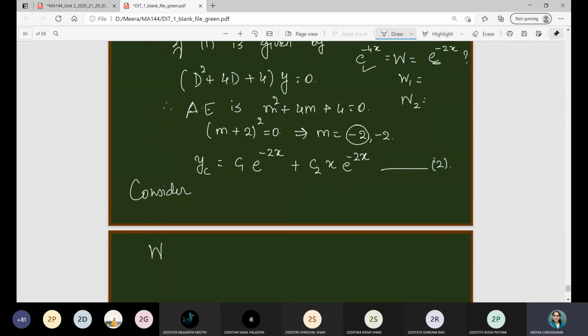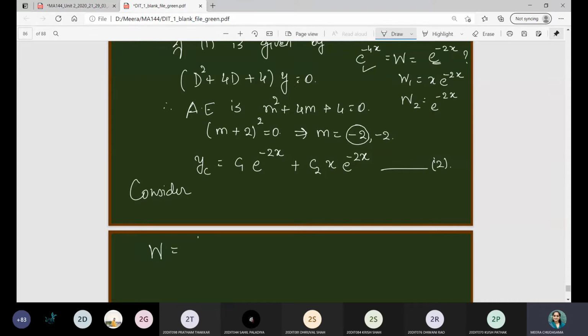So don't confuse with the determinant part, okay? W1? x into e power minus 2x. Yes, that is the correct one. And W2? e power minus 2x. Yes. So that is the correct one. Those who have obtained these three as the correct values, they can go for the particular integral.